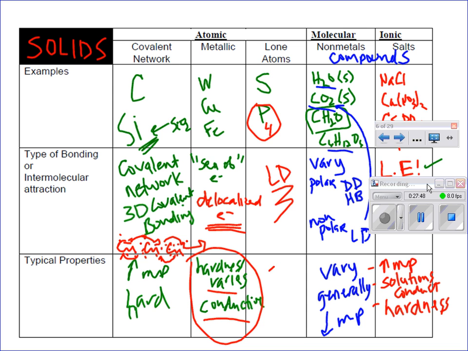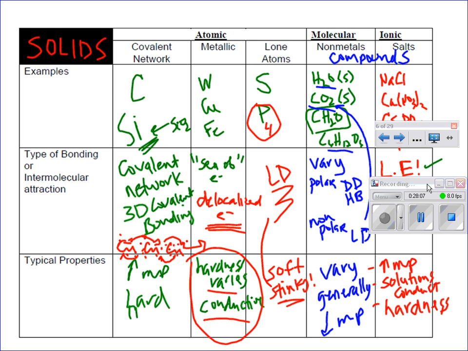These are typically soft. Man, they stink. When anything stinks, it means it's got a small intermolecular force because it's easily going off into gas phase, right? Going off into gas phase is how we smell it. So I'm going to write stinky.